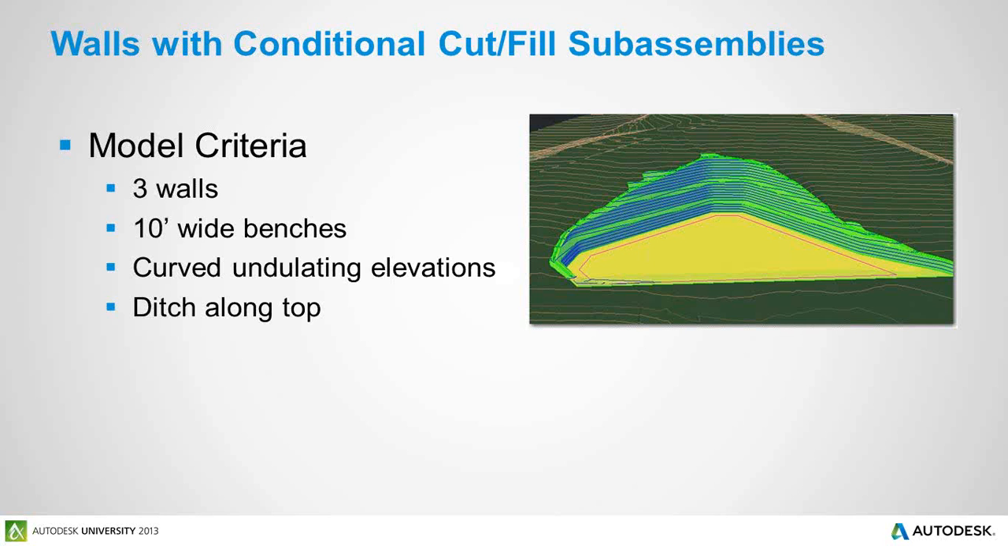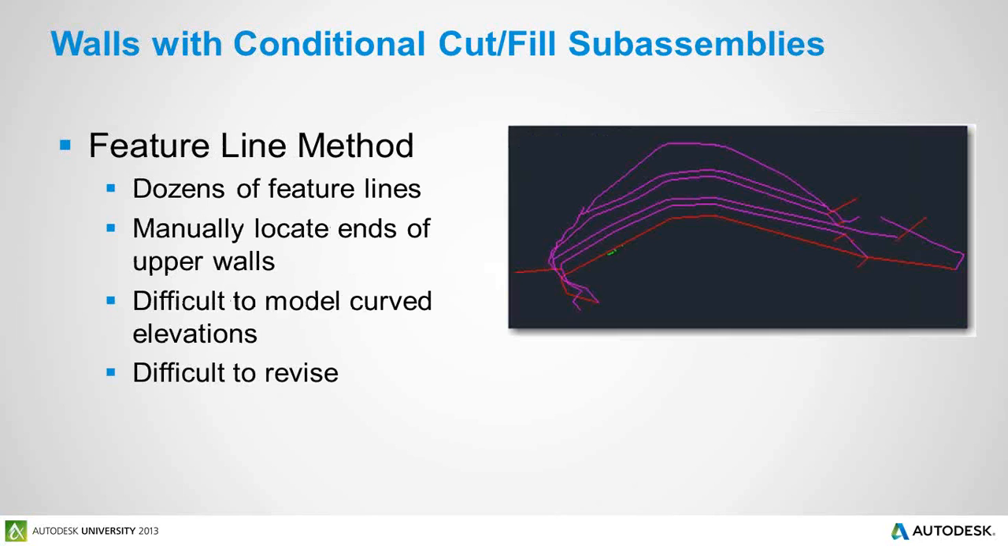This is a project again from the San Diego group. It's 3-tiered retaining walls with a 10-foot wide bench. And one of the criteria is the top of the walls need to have nice undulating curves to mimic the hills on the horizon, and then this model also has a ditch along the top.